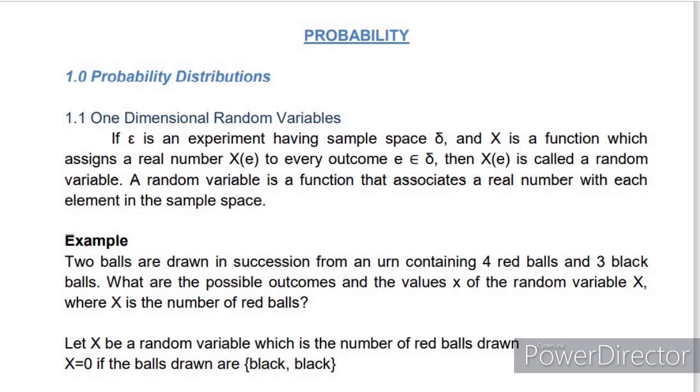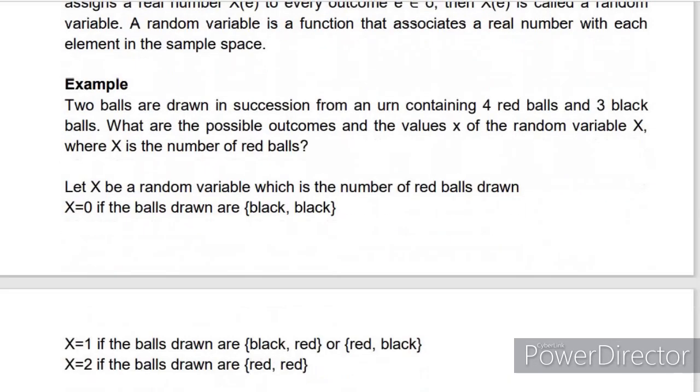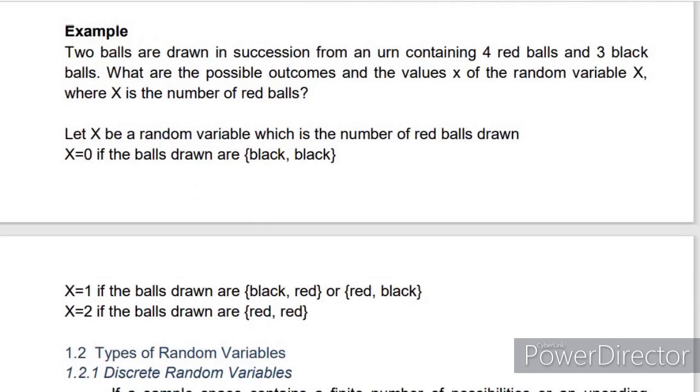then x of e is called a random variable. Okay? A random variable is a function that associates a real number with each element in the sample space. So here is the first example. Two balls are drawn in succession from an urn. What is an urn? It is like a jar containing 4 red balls and 3 black balls.